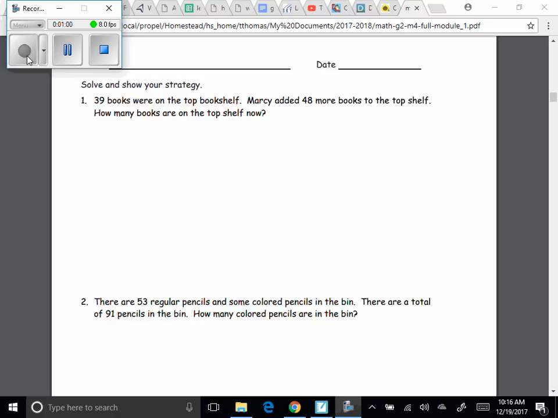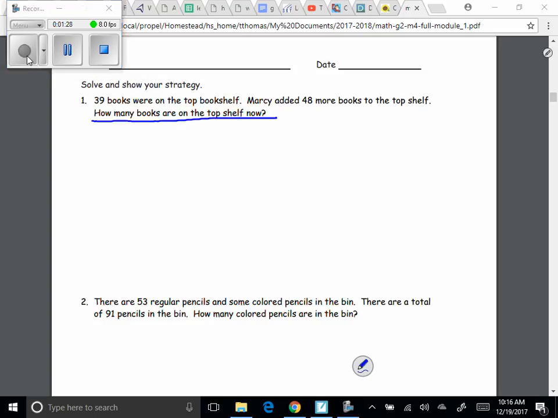The problem says 39 books were on the top bookshelf. Marcy added 48 more books to the top shelf. How many books are on the top shelf now? So I did number 1. I read the problem. Number 2 says to underline the question. So what am I being asked to do? I'm being asked to tell how many books are on the top shelf now.